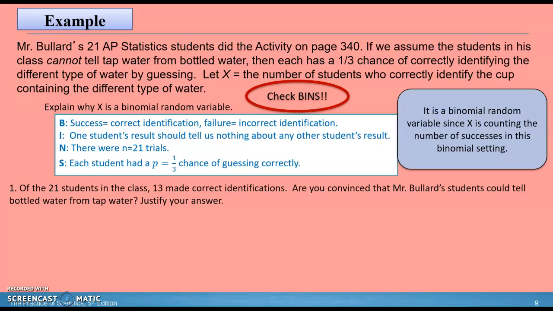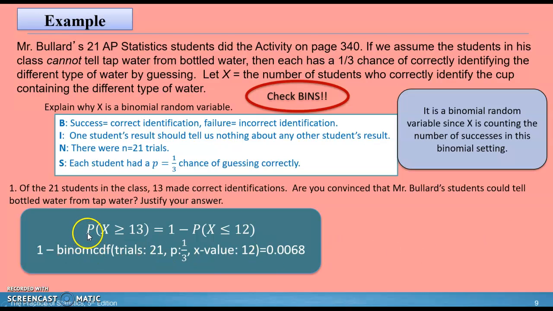Of the 21 students in the class, 13 made correct identifications. Are we convinced that Mr. Bullard's students could tell bottled water from tap water? Justify your answer. So here's what we're going to do. We are going to find the probability of getting 13 or more correct identifications, and that will give us our answer. I'm going to talk through the calculator speed because this is probably your easiest process.